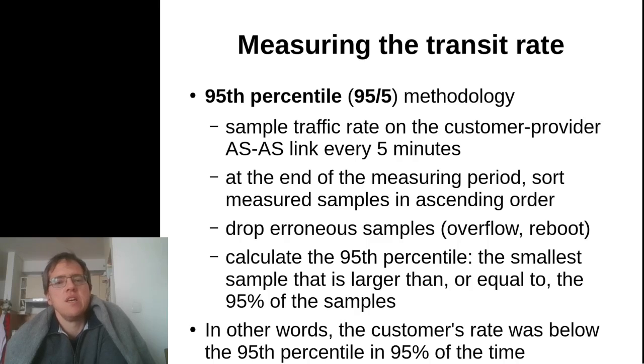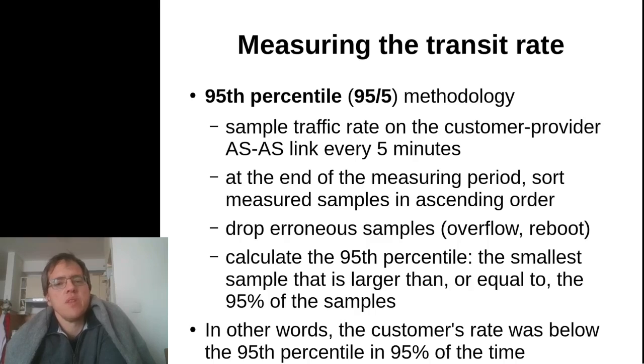So we basically take a reading of the traffic rate and we store that for a particular pricing period. At the end of the measuring period, we sort the measured samples in ascending order. The smallest sample comes first, and then progressively larger and larger traffic rates that we experienced at one of the 5 minute intervals during this measuring period.